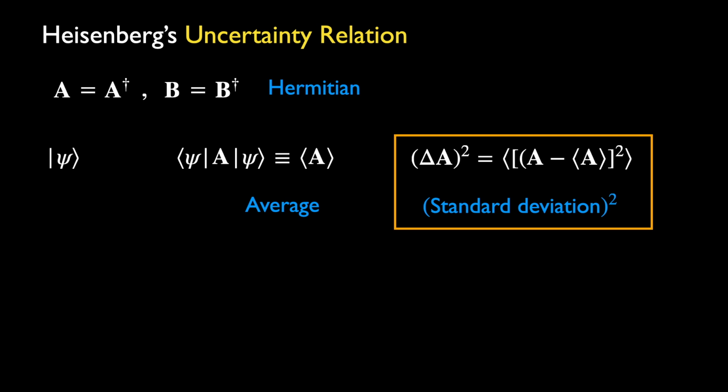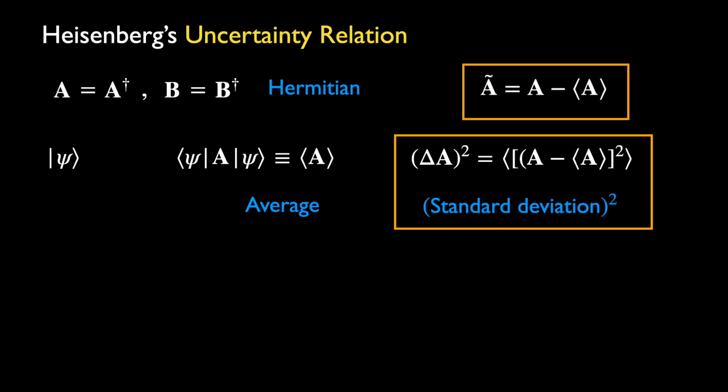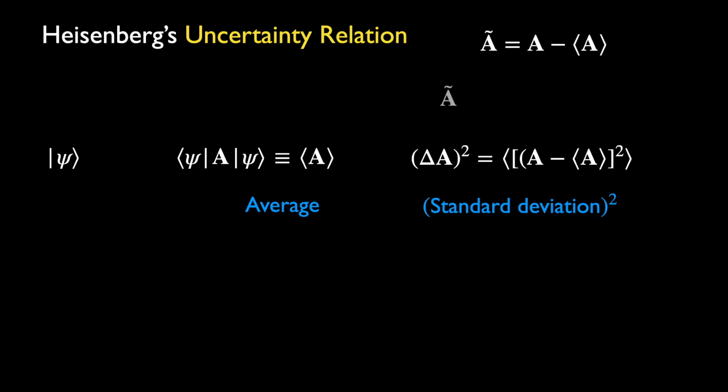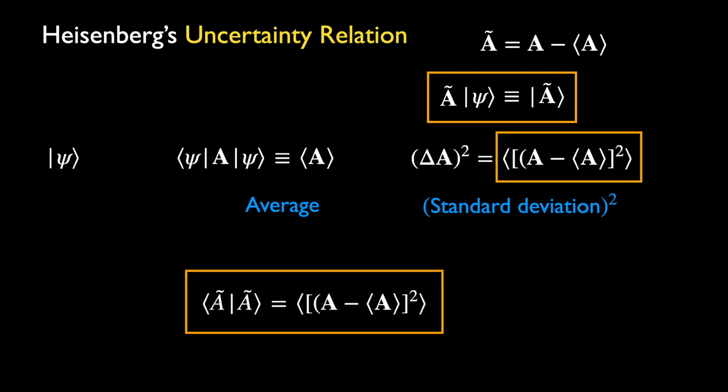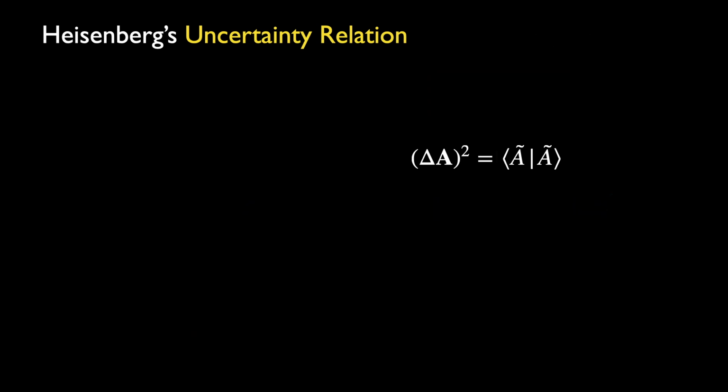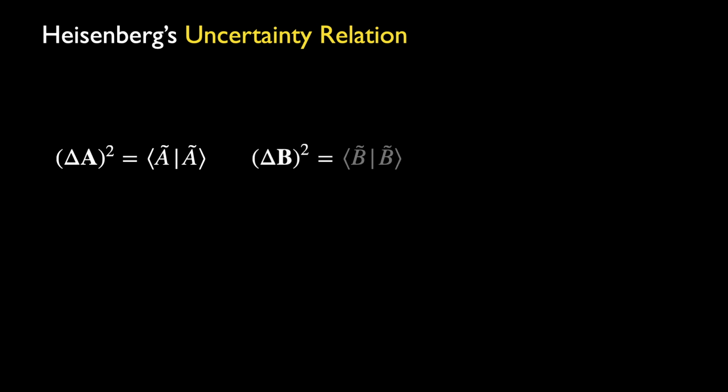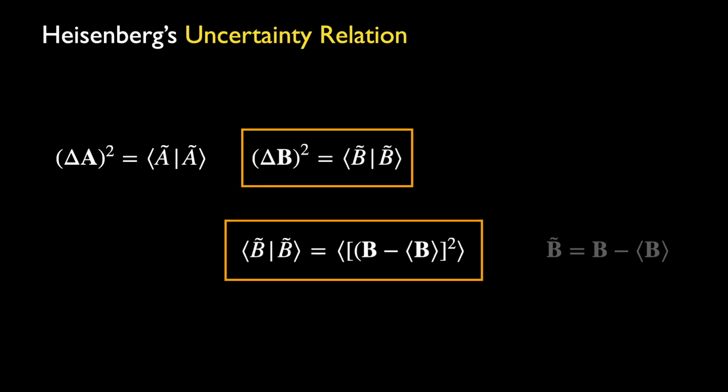We can write this in a more compact way by introducing another Hermitian operator, A tilde, which measures the deviation from the average value of A. We define the resulting state of A tilde acting on psi as the following. Therefore, the square of the standard deviation of A can be written as the inner product of the vector A tilde with itself. The uncertainty in B can be written in a similar way with the introduction of B tilde.